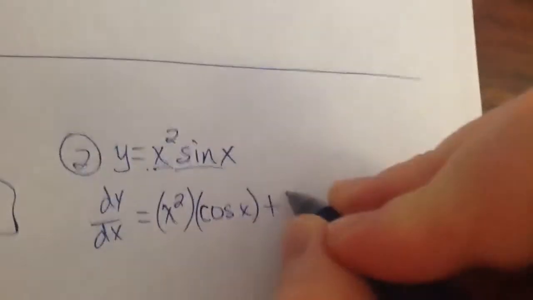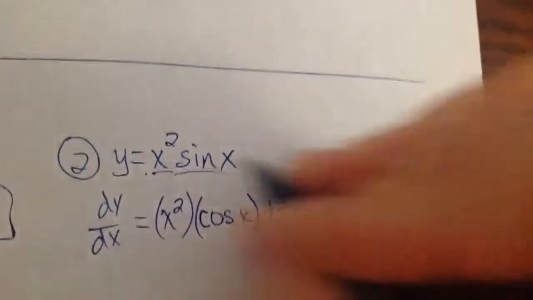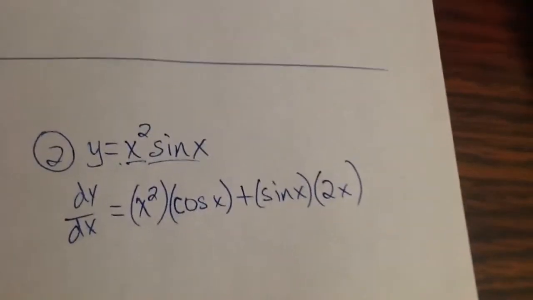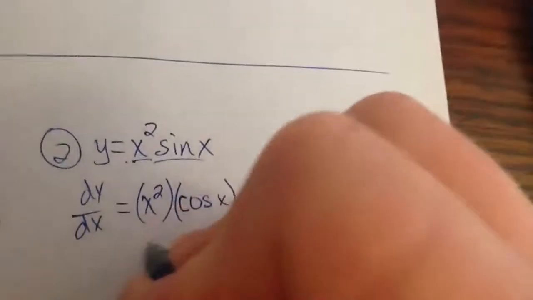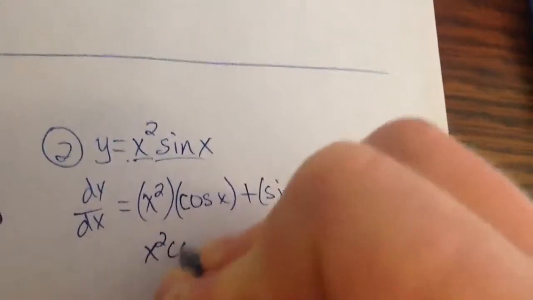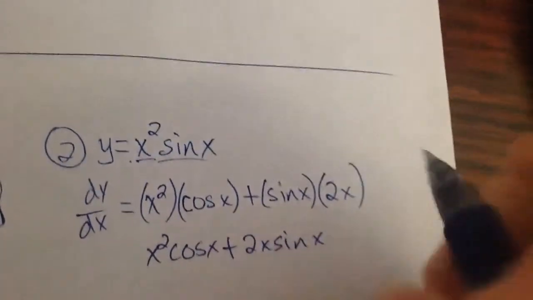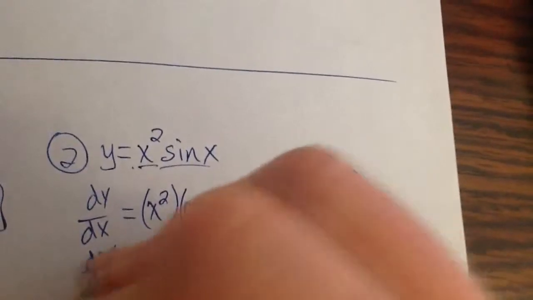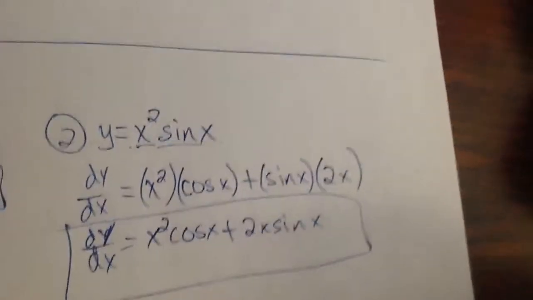plus the second one times the derivative of the first one. Derivative of x squared is 2x. So really, you can't really do much with that. That's your answer. X squared times the cos of x plus 2x times the sine of x would be the way you'd write that. dy over dx. So some of these can get pretty ugly.